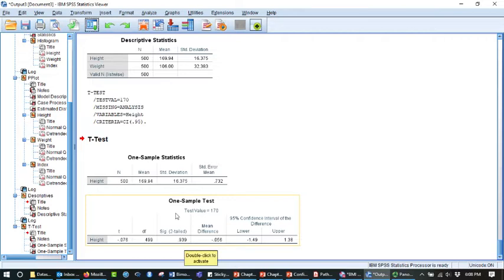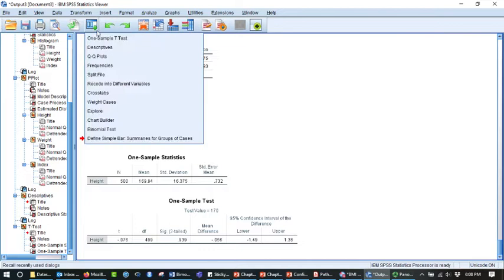Our Sig 2-tail, this is our p-value. That's not less than 0.05. It's huge. It's 0.939, so it is not significant. We do not reject the null. It is not different than 170. Here's our test value, this is the mean difference, and then here's our lower and upper limit. Because 0 is inside this lower and upper limit, negative to positive, it crosses 0, we know that it is not significant.